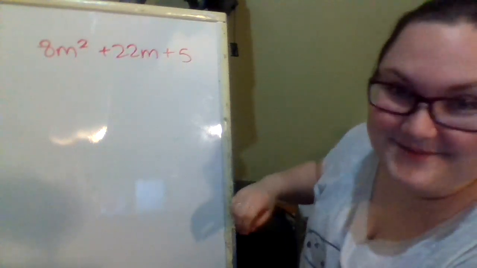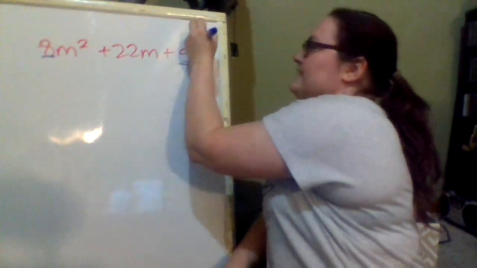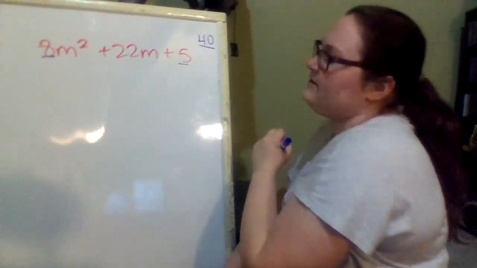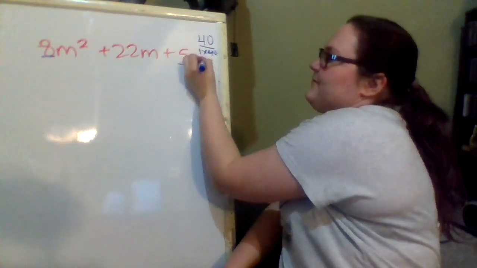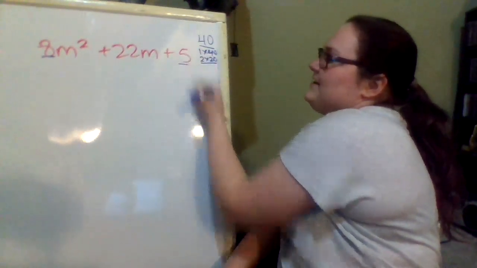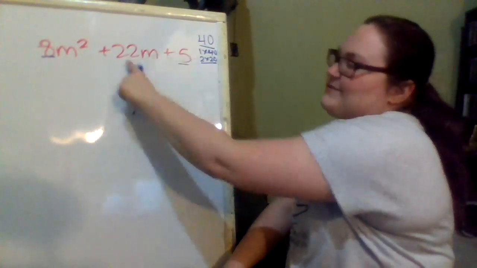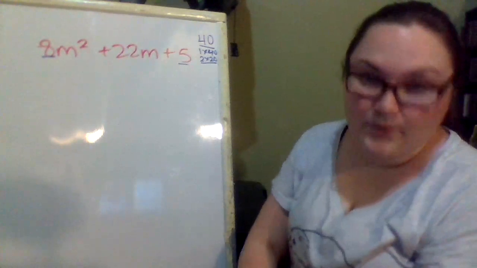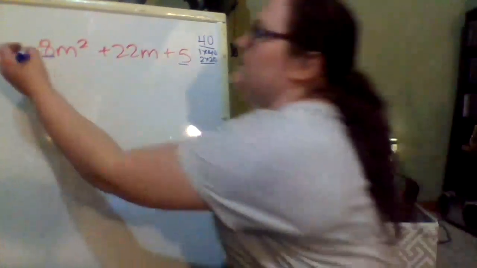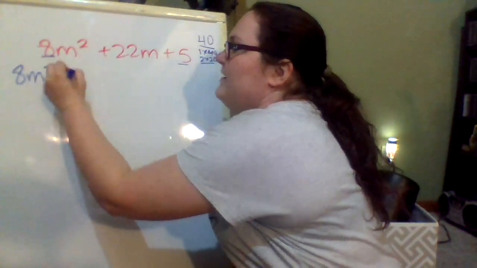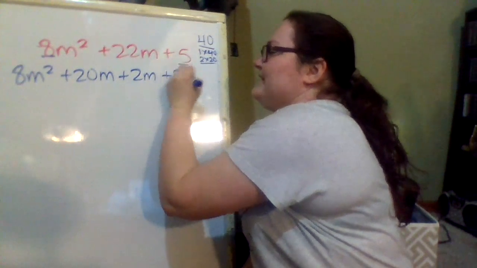So, looking at this problem here, you should have started by multiplying your 8 and your 5 to get 40. When you list your factors of 40, I've got 1 times 40. I'm going to stop at 2 times 20 though, because I notice 2 times 20 is going to give me the 40, and 2 plus 20 gives me that 22m. We're going to now use the 2 and the 20 to rewrite that 22m. So it's going to become 8m squared plus 20m plus 2m plus 5.